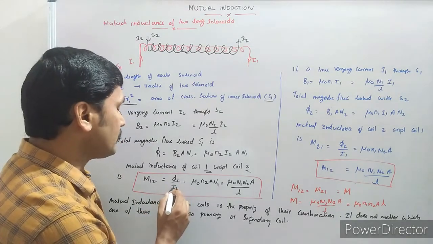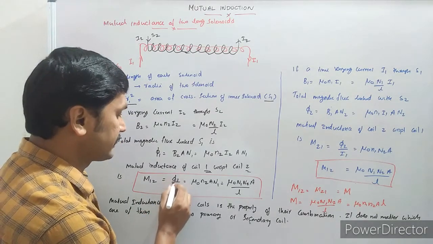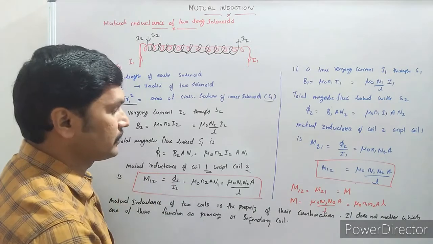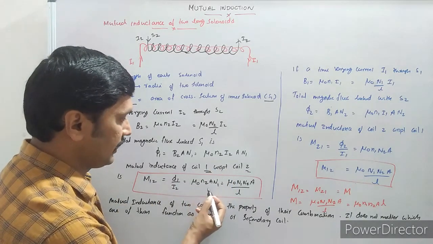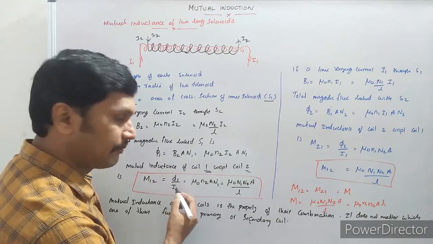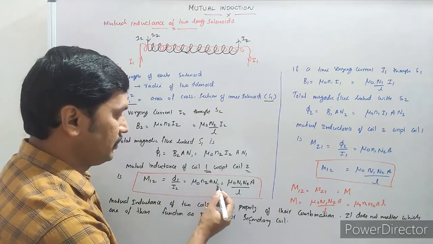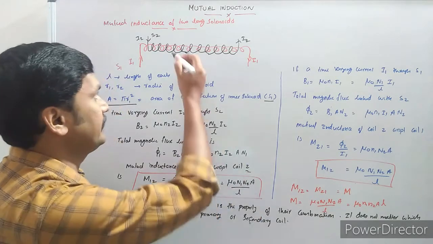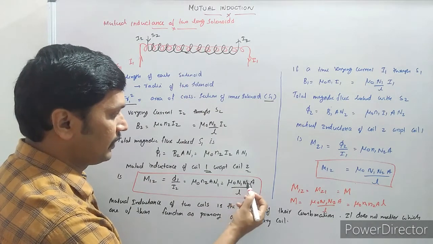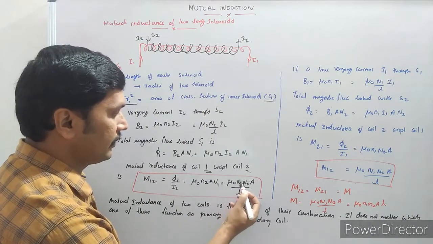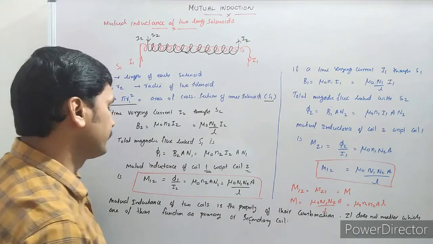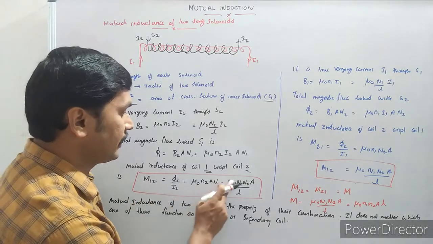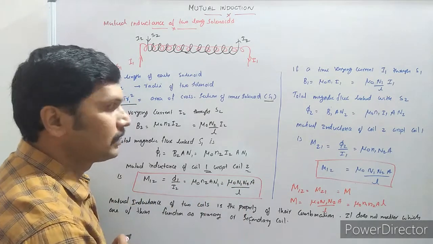We already learned that the mutual inductance is equal to flux by current, phi 1 divided by I2. In this equation, mu 0 N2 I2 gets cancelled when we divide by I2, giving mu 0 N2 A into N1. This equation can also be written in terms of capital N, the total number of turns in each solenoid, as mu 0 N1 N2 A divided by N. So that's the mutual inductance of coil 1 with respect to coil 2.